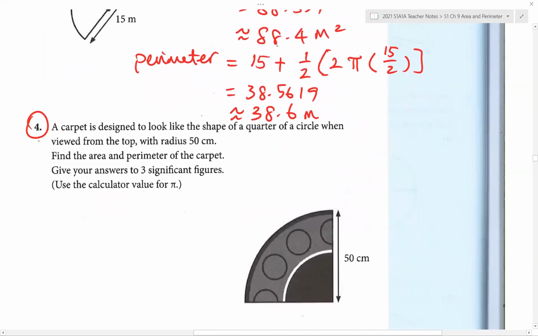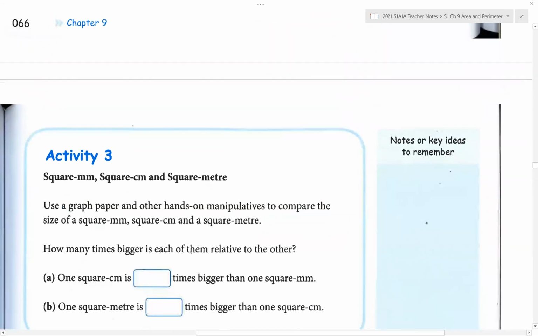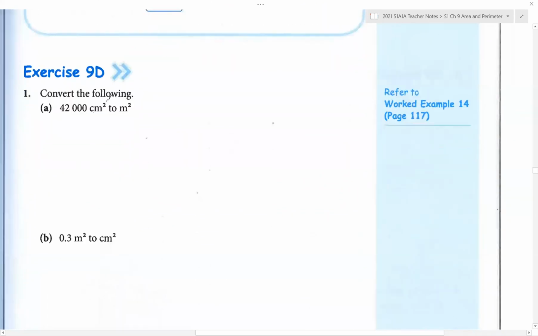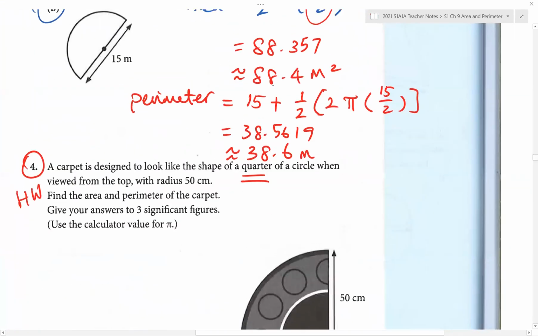Okay, question 4 is your homework. You try. We try at home. You know how to find area of semicircle. Semicircle, you know how to do it, it's half, right? How about this one? This is 1/4. Okay, so go and think about it. Go and think and try. We see who can do it tomorrow. Tomorrow no math. Till Monday.